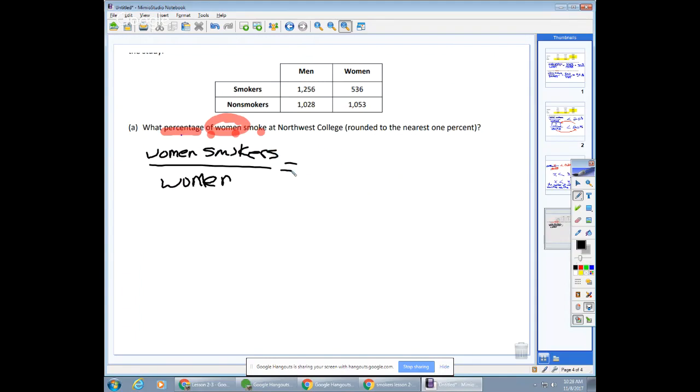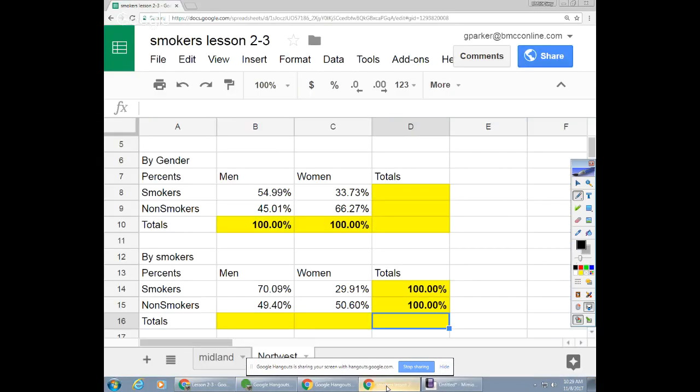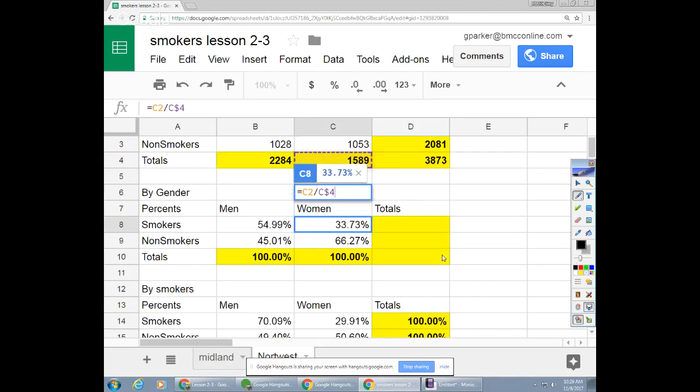There are total women, let's see, I forgot that number, it's going to be a 9, an 8, 5, did I get that right? 1,589 for the total number of women? Yeah. Okay. And then the women smokers, that's the 536. And according to my spreadsheet, I believe that 536 divided by 1,589 is about 34%. I do the right calculation. Yep, that looks right to me. So just double check you get the same number there. So rounding to the nearest whole percent, I would say it's 34%.